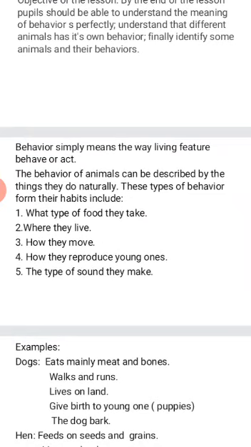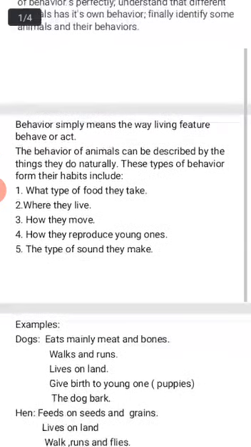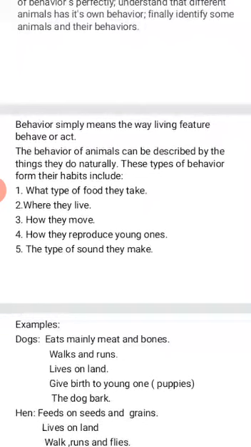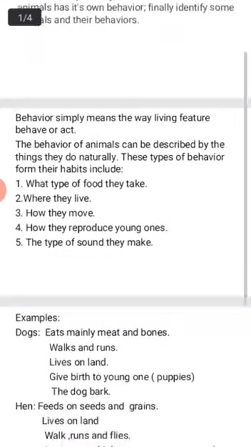The behaviors of animals can be described by the things they do naturally. What you are doing naturally, that you continue doing, is called behavior. We have different types of behavior. We have good behavior and we have bad behavior. Bad behavior is the one we do and our elders or our teacher will correct us: stop it, don't do it again. Then we also have good behaviors that we always pray for, that we should behave well as good children.